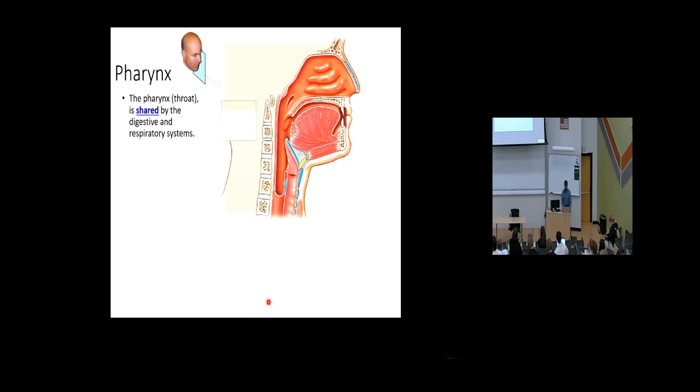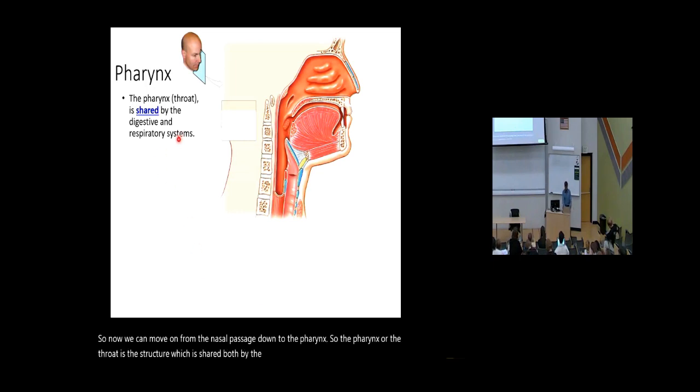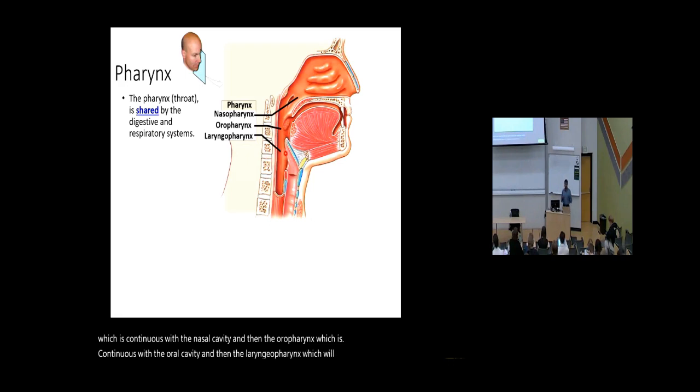So the pharynx, or the throat, is the structure which is shared by both the digestive and the respiratory systems, as I mentioned previously. And the pharynx can be divided into three parts, right? You have the nasopharynx, which is continuous with the nasal cavity, and then the oropharynx, which is continuous with the oral cavity, and then the laryngopharynx, which will eventually lead to the larynx or the voice box.